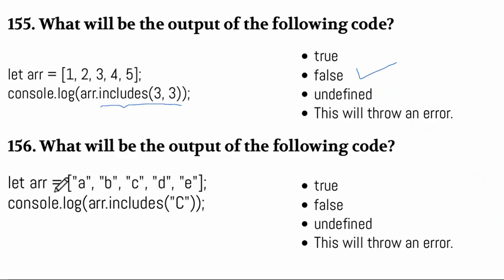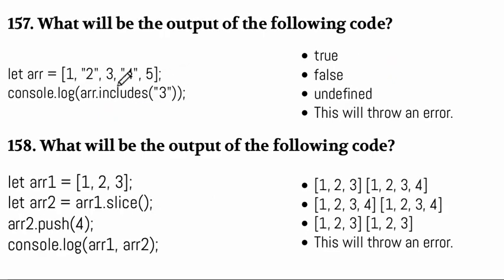Another question: we have been given the strings A, B, C, D and E inside the array. We have again the same method, dot includes, in which we are checking whether the capital C is included in the array. We can see that there is no capital C inside the array. So the answer will be false again, because a small c has been given inside the array but not a capital.